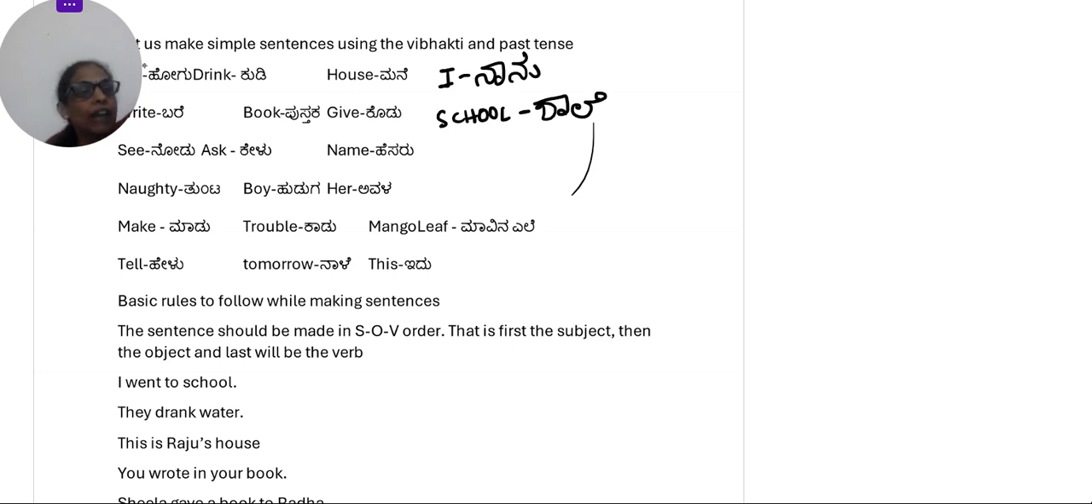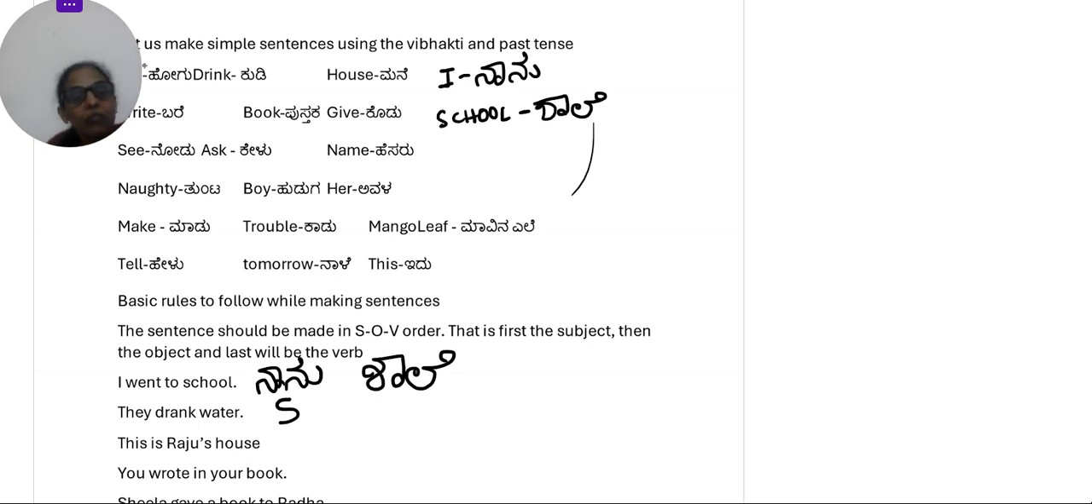So now we have to put the subject first. Subject is I. What is I? I is Nanu. Then what is the object? The object is school. So write down the school. Object is shale. And the verb is went. So we will just write down the basic form which is go. Okay. That we will convert into the past tense.